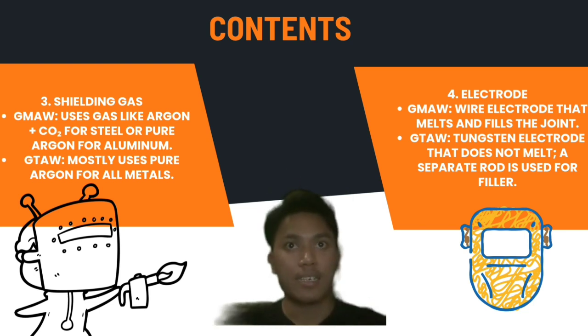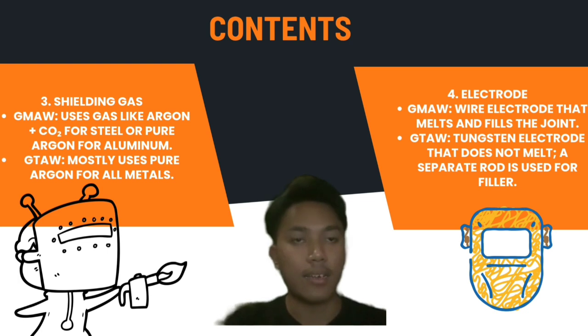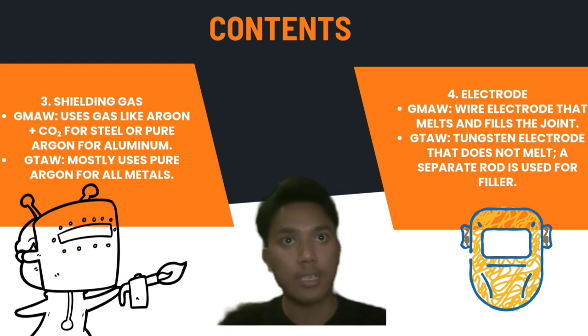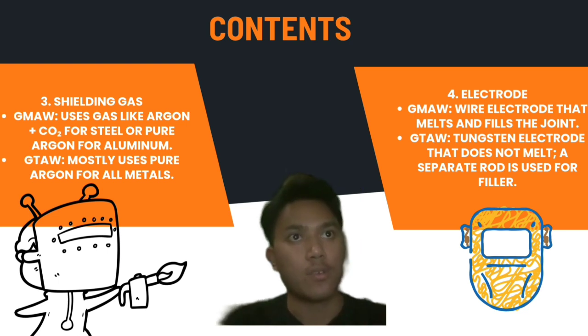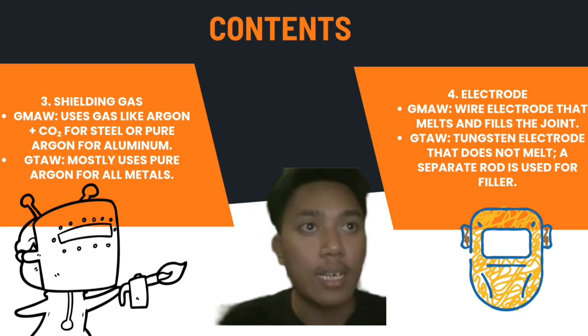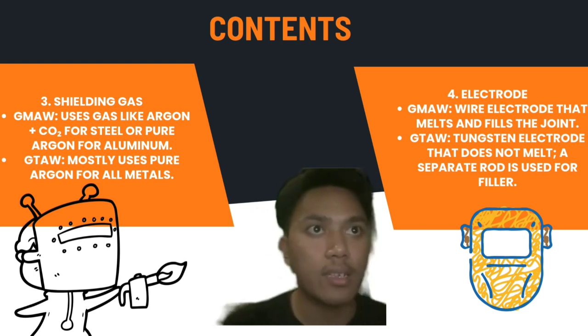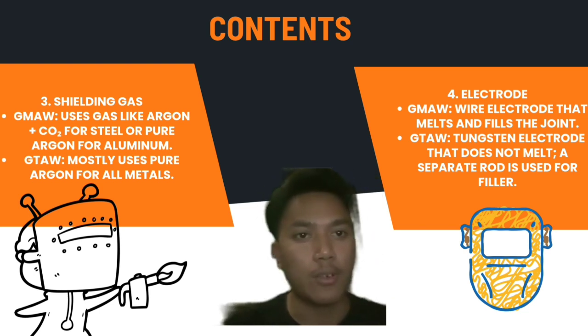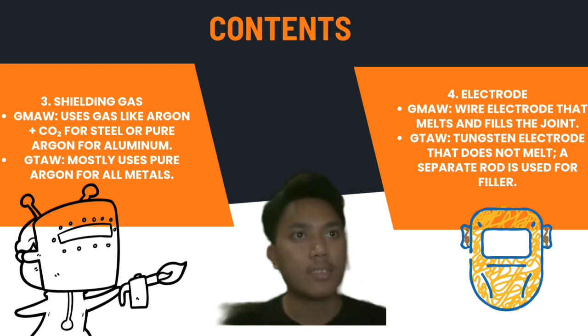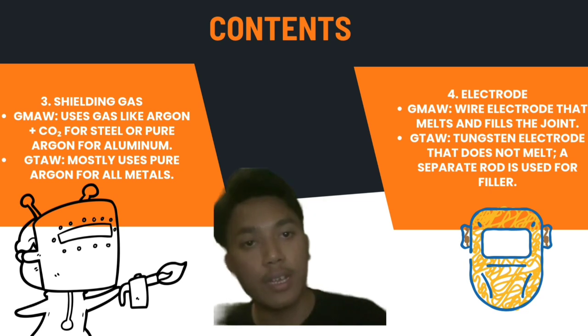So next is shielding gas. About the GMAW, use gas like argon, carbon dioxide for steel or pure argon for aluminium. So about the GTAW, mostly use pure argon for all metals. So next is electrode. About the GMAW, wire electrode that melts and fills the joint. About the GTAW, a tungsten electrode that doesn't melt is used, and a separate rod is used for filler.